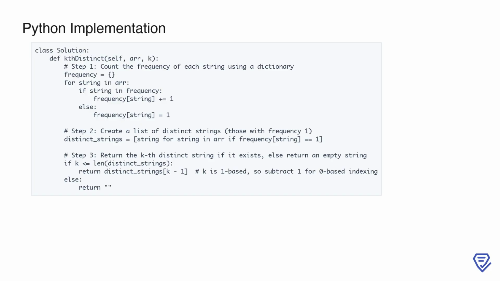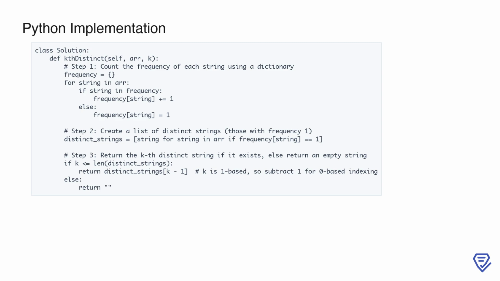Step 2: Next, we create a list of distinct strings from the array. According to the problem, a string is distinct if it appears exactly once in the array. We filter the original array and include only those strings whose frequency in the dictionary is 1. Step 3: Finally, we determine whether the kth distinct string exists. Since k is a 1-based index, we subtract 1 to convert it to a 0-based index. If k is less than or equal to the number of distinct strings, we return the string at that index in the distinct_strings list. Otherwise, we return an empty string, as there aren't enough distinct strings to satisfy the request.